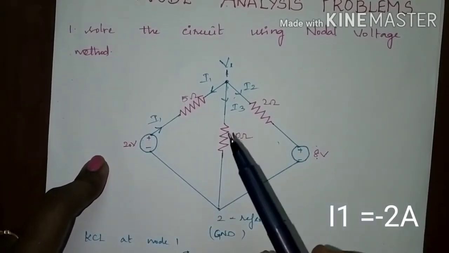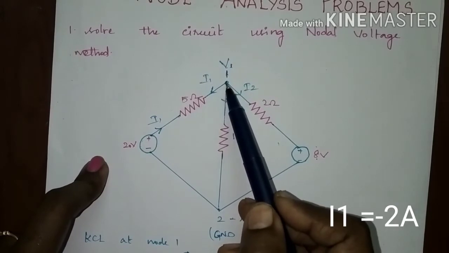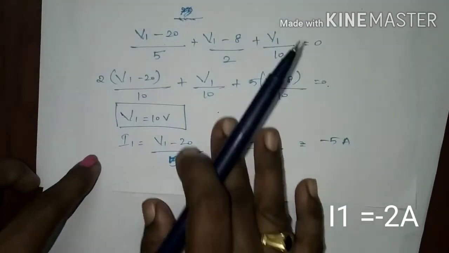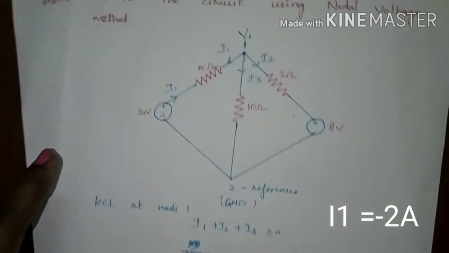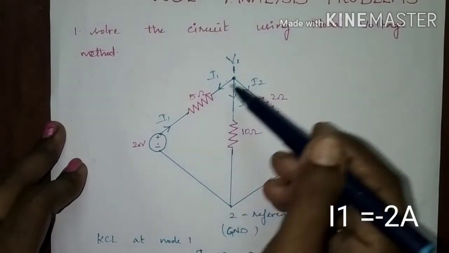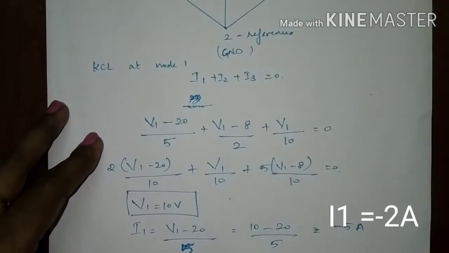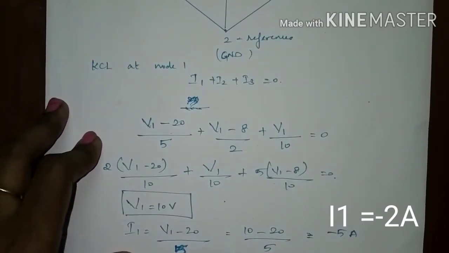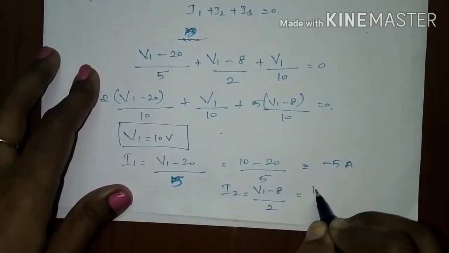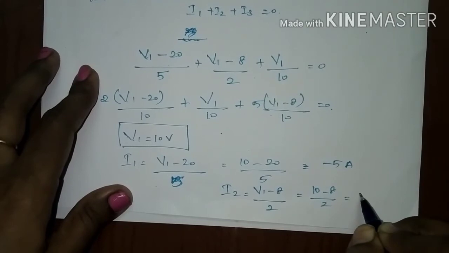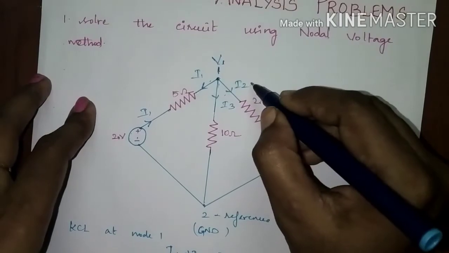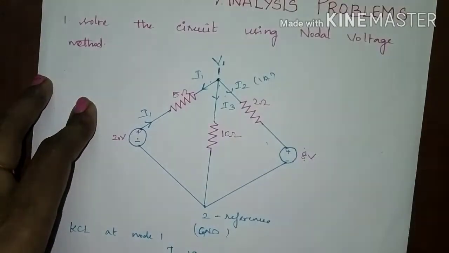Understood? You assumed that current is flowing from this potential to this potential, but you got the current value negative. So the current is actually moving in the upward direction, not the downward direction, in the case of this branch. I2 can be given by V1 minus 8 divided by 2. Your V1 is 10, so the I2 value is 1 ampere, which is positive. Your assumption is correct, and 1 ampere current is flowing downwards.